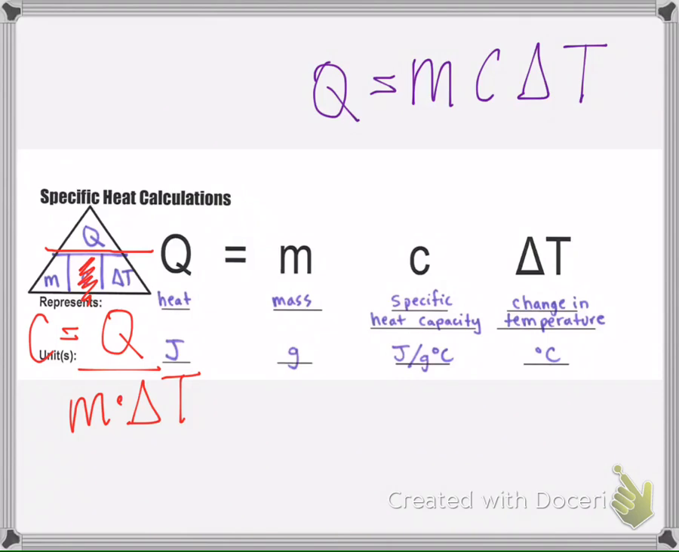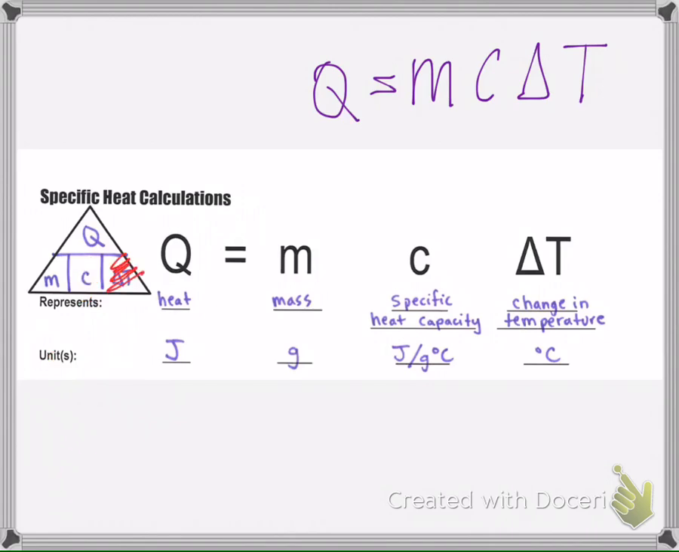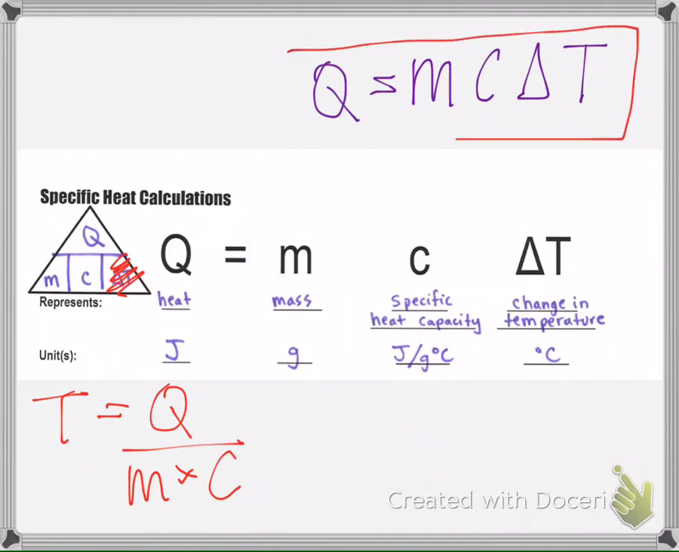If you're looking for change in temperature, you're going to cover up the change in temperature. So the change in temperature is going to be Q divided by mass times specific heat. The triangle just helps you with the algebra if you know how to manipulate an equation, which at this point you should. Basically, whatever you're solving for, you just isolate to one side and then you pretty much plug and chug.